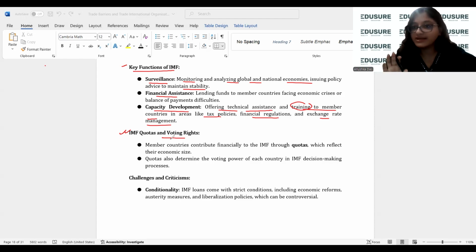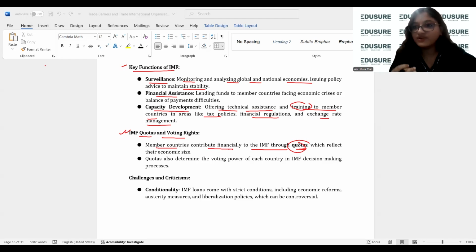This is one of the most important differences between WTO and IMF. In GATT and in WTO, they were in favor of the most favored nation clause. So they will treat every nation equally, but IMF does not, because they are dealing with the financial aspect. The financial aspect will depend on the size of the nation and your power in general. So see, IMF quotas and voting rights: member countries contribute financially to IMF through quotas. All the member countries will have some quota, meaning you have to provide IMF with this much.